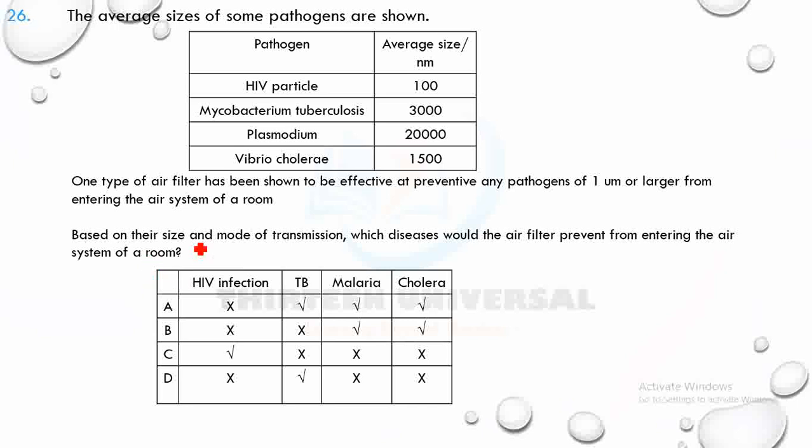But guys, look at it. This is transmitted through human blood, so people will carry it and enter. It's carried by human beings. That's HIV. But this can be coughed, this is airborne, so it can be prevented. Plasmodium, a mosquito brings it in. Vibrio, water brings it in. So I think this is going to be the answer for this. That's the answer.